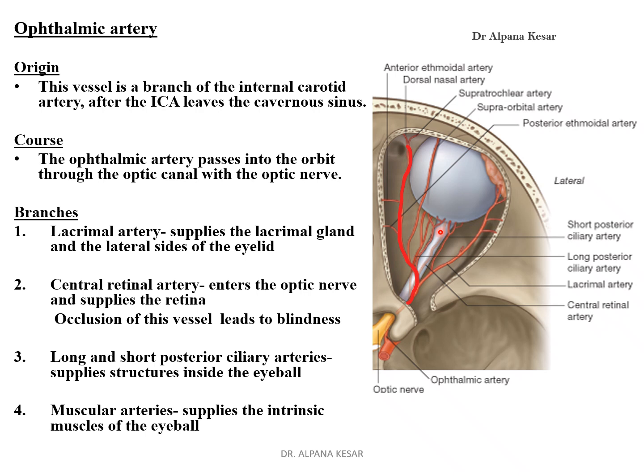Short and long posterior ciliary arteries. These are the short and long posterior ciliary arteries which supply the rest of the structures inside the eyeball. Muscular arteries are those which supply the intrinsic muscles of the eyeball.